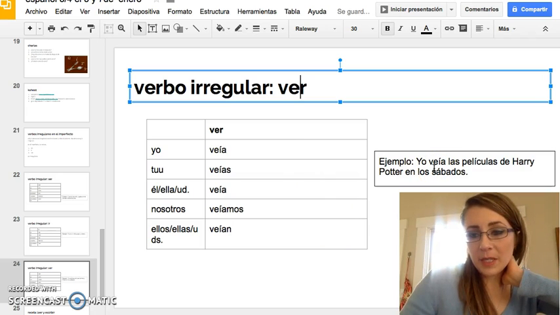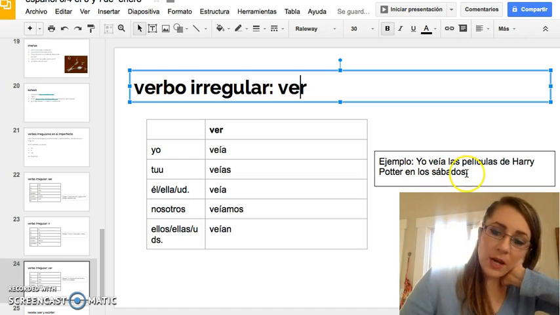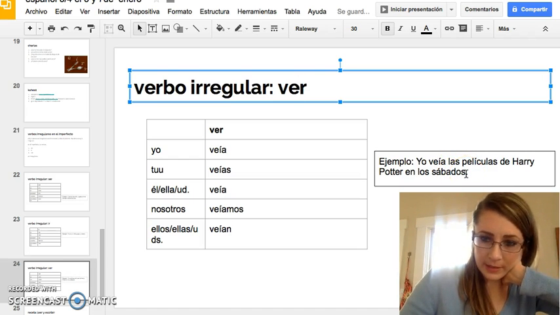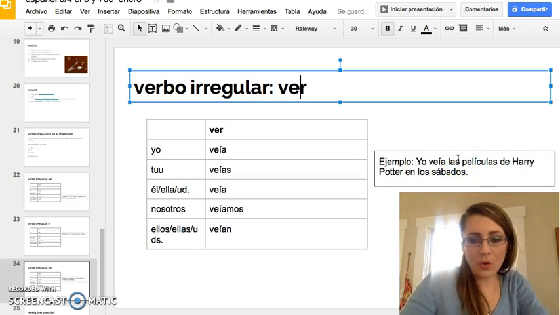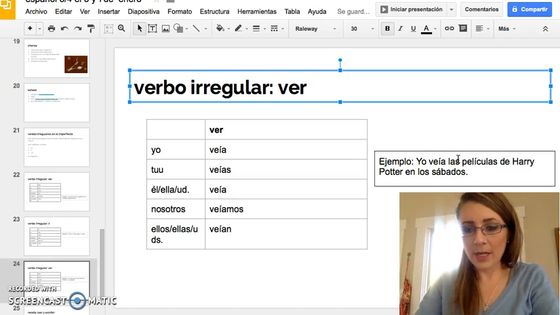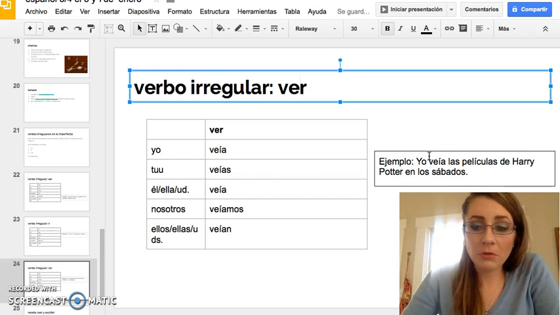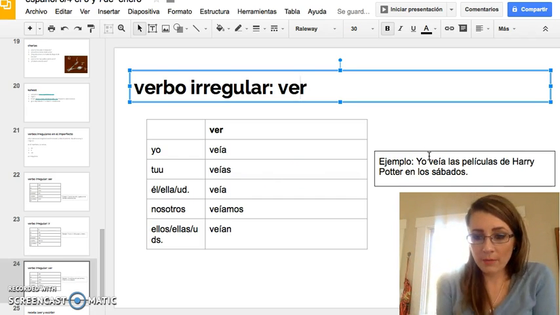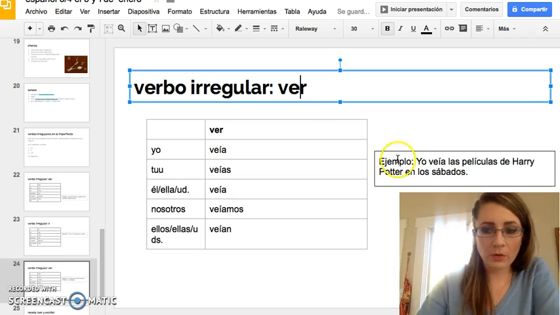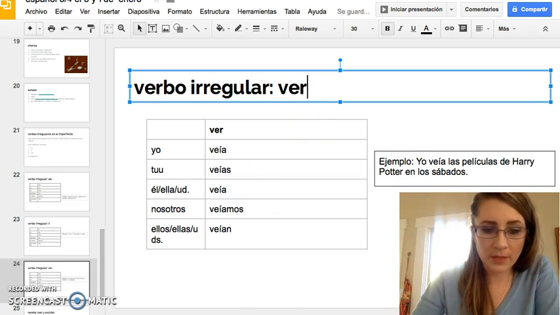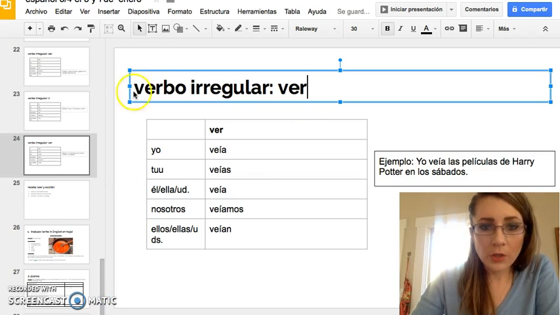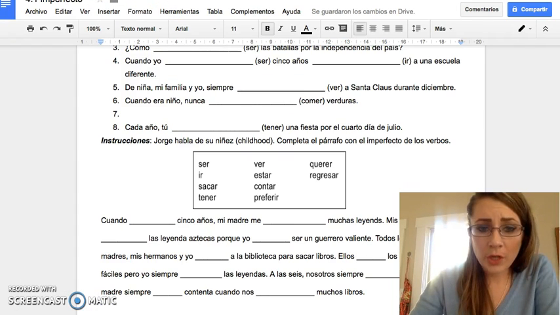Ejemplo, yo veía las películas de Harry Potter, en los sábados. Okay, so sábados, more than one Saturday. I did this, so I watched Harry Potter movies more than one Saturday. So again, you know this is habitual, it happened more than once. So it would be en el imperfecto. You need the yo here, you can't just say veía, because otherwise you don't know who did it, right? It could be ella veía, usted veía, you need the yo form, so we know who is being talked about, who's the subject of the sentence. Okay, those are los tres verbos irregulares. You should have written those down up here.